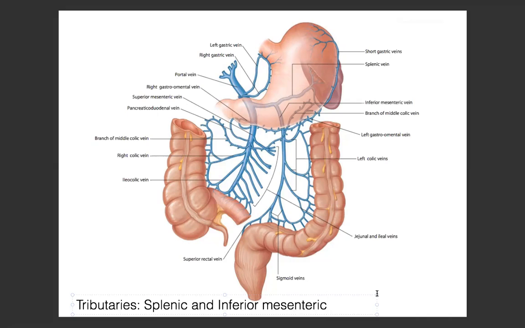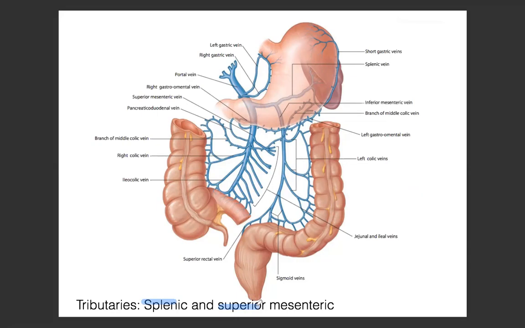Wait, let me double check. Is it splenic and inferior or splenic and superior? I need to make sure. Yeah, sorry, it's splenic and superior mesenteric. Okay, I have to double check. Yeah. So basically, the splenic and the superior mesenteric together form the portal vein.